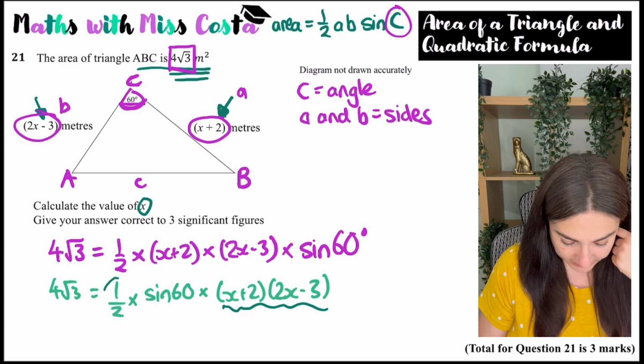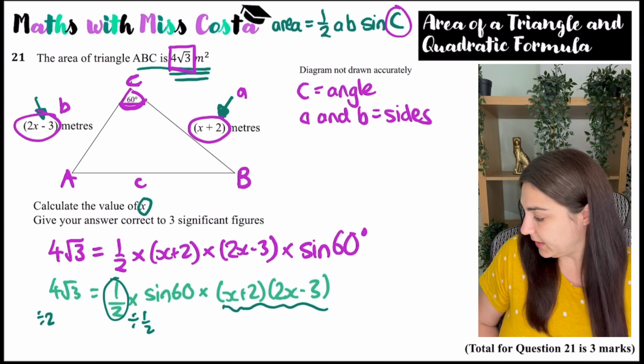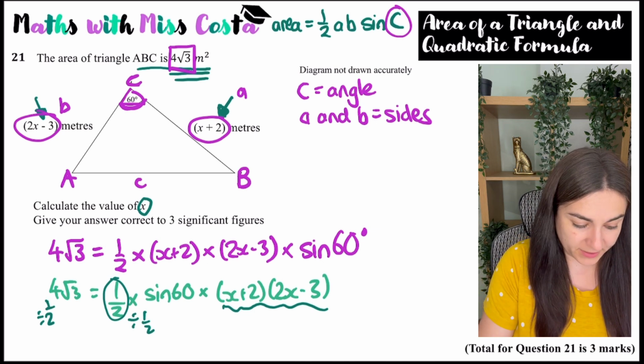So I'm timesing by a half. So step 1, I want to divide both sides by a half. So dividing by a half is the same as timesing by 2, but if you're not sure, still just enter it into your calculator.